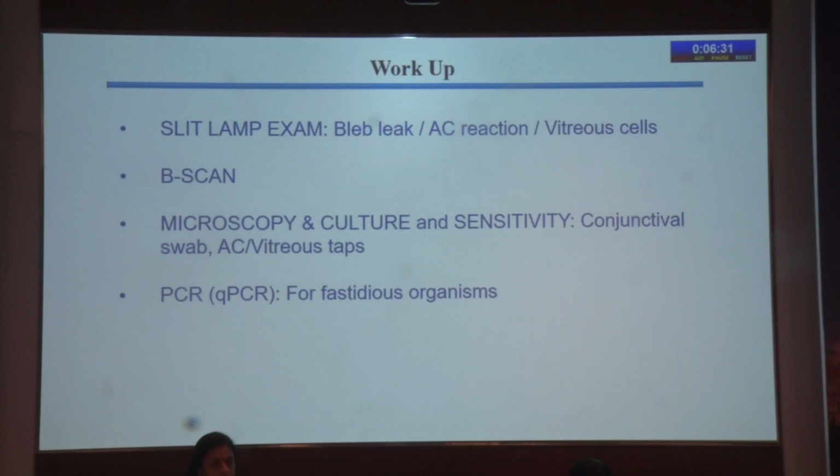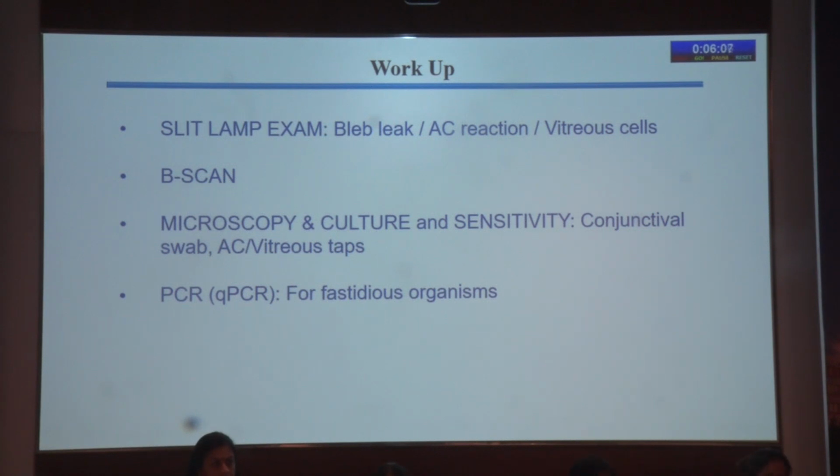So in addition to the normal workup that you would normally do, you want to do a good slit lamp examination, identify a bleb leak if it's present, check for anterior chamber reactions and cells in the vitreous. B-scan, if at all you cannot see the posterior segment in case of endophthalmitis. Microscopy and culture and sensitivity are essential. You can take samples from the conjunctiva, or the anterior chamber or the vitreous taps.